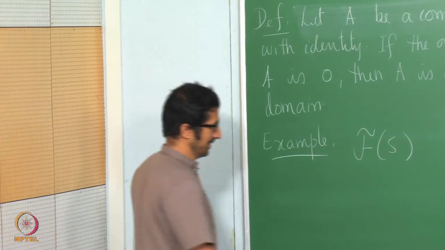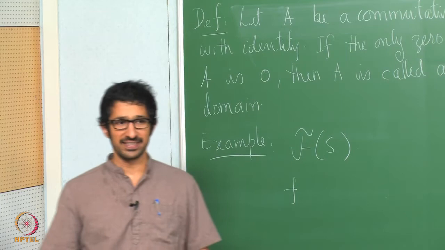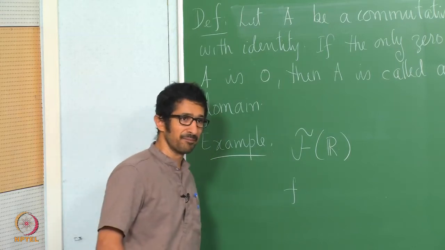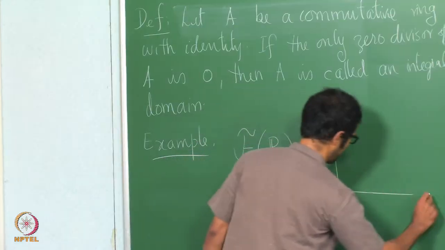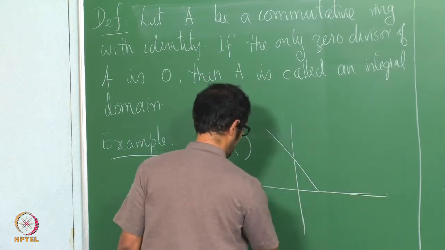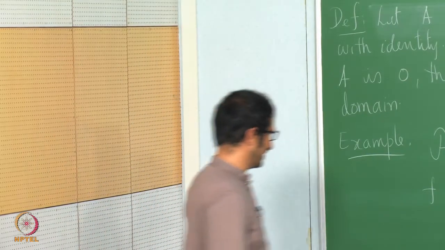Can you give me an example where this is not an integral domain? Take S equal to R. Okay, fine. Constructing such kinds of functions. So you want to say construct this kind of functions. Do you understand the difference?